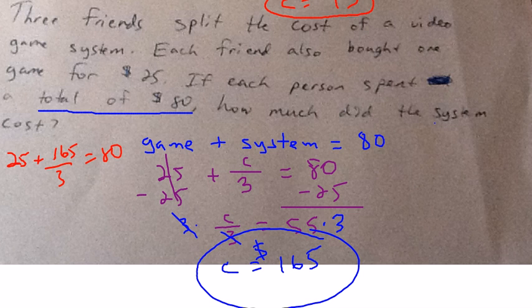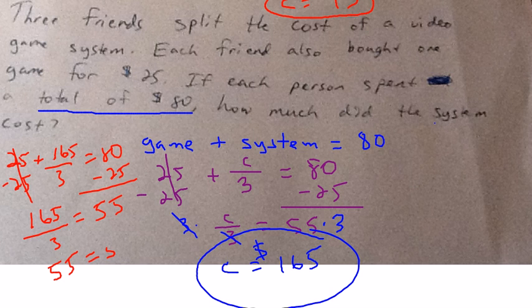Okay, we will start by subtracting 25 from each side. We're left with 165 over 3 equals, what's 80 minus 25? Well, it's 55. Oops. 55. 165 divided by 3 is 55. And 55 equals 55, so our solution once again checks out.